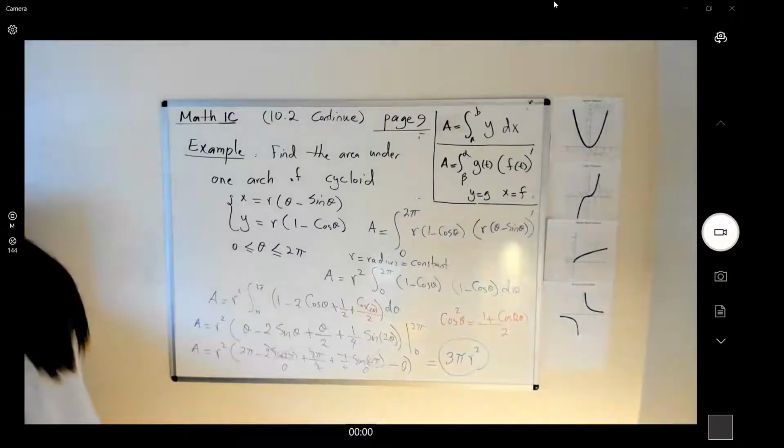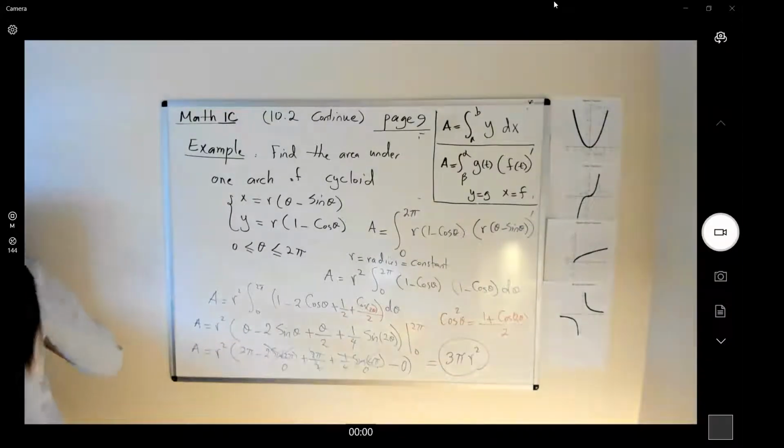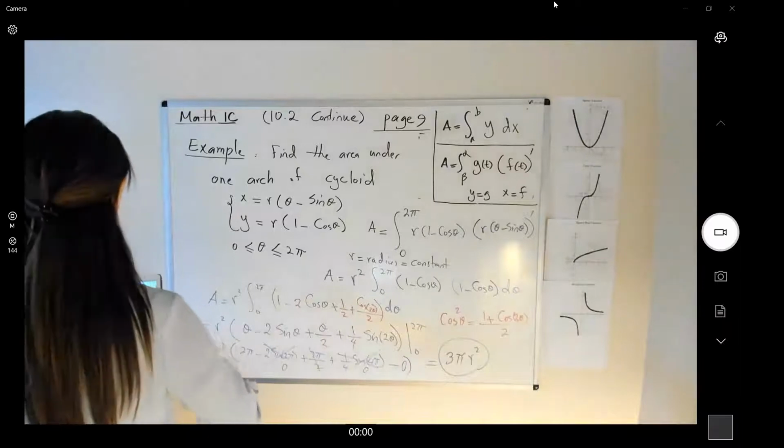Okay, let us move on to the next page. We're going to talk about the length of the curve.